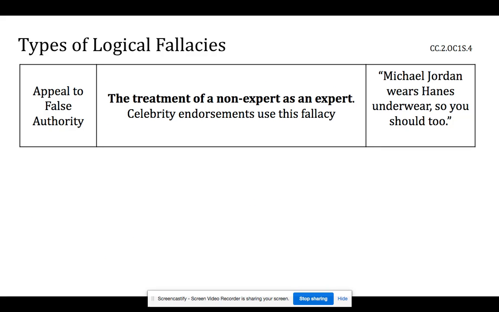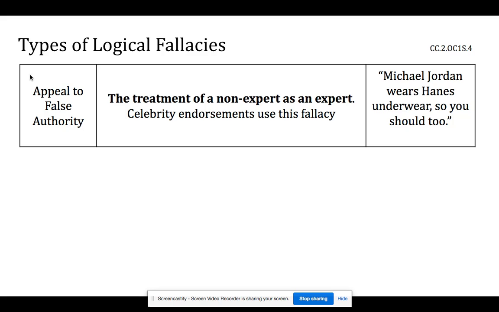Next, we had appeal to false authority. This example said, Michael Jordan wears Hanes, so you should wear them too. It's the treatment of a non-expert as an expert. So celebrity endorsements. Whenever you see the Got Milk ads, it's like, why should I trust this singer to tell me about the science behind how milk makes me strong? They're not a scientist. They're just a cool celebrity. And it's like, oh, yeah, they like milk. All right, well, I'm going to like milk too. So appeal to false authority is not super great.